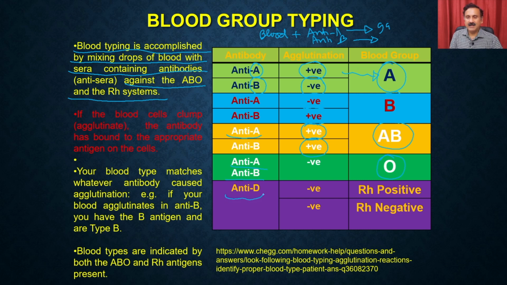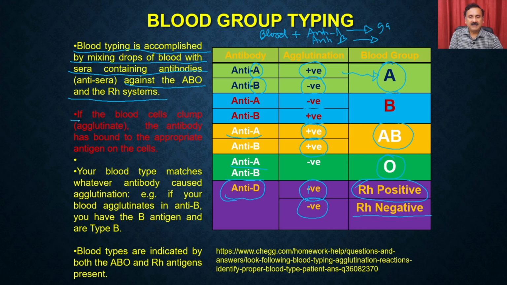So you can have antibodies against the RH factor. If the RH factor is present, it is going to be called RH positive. If it is absent, then it is going to be called RH negative.